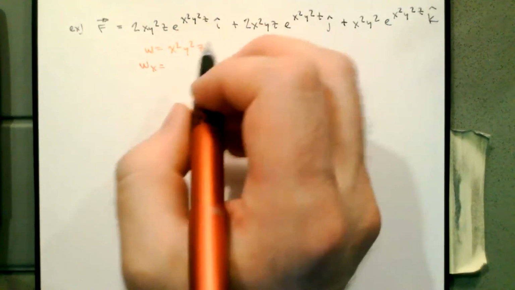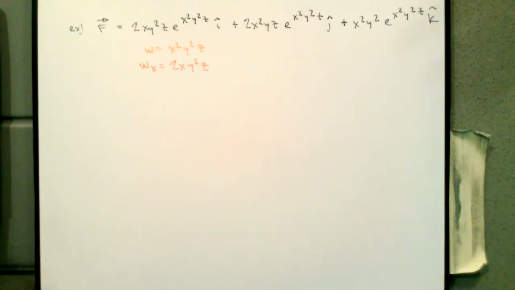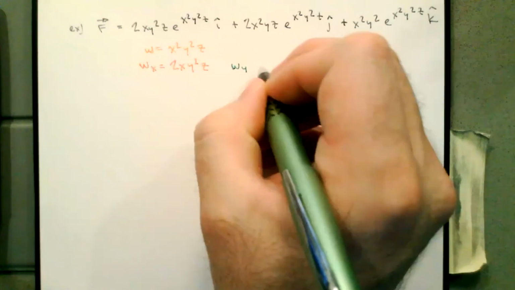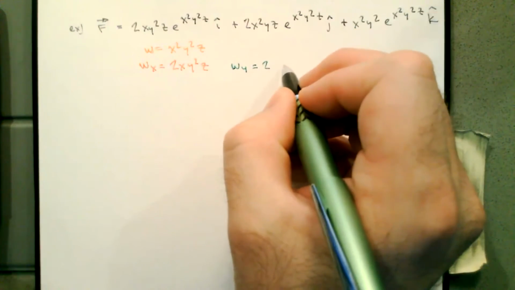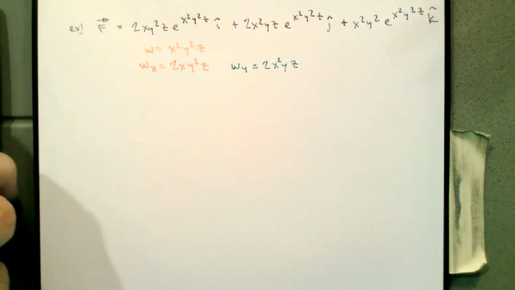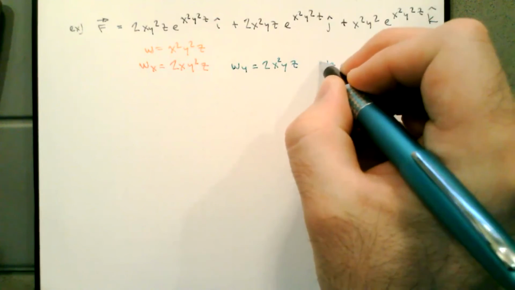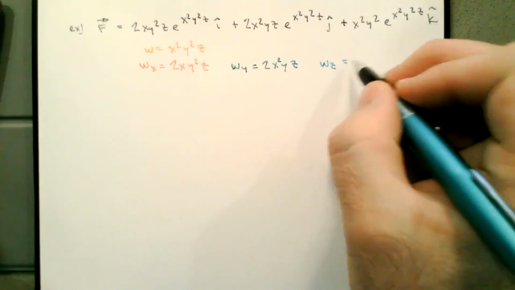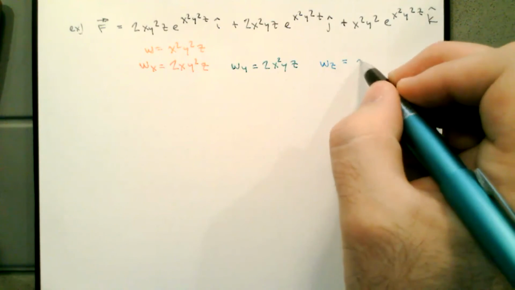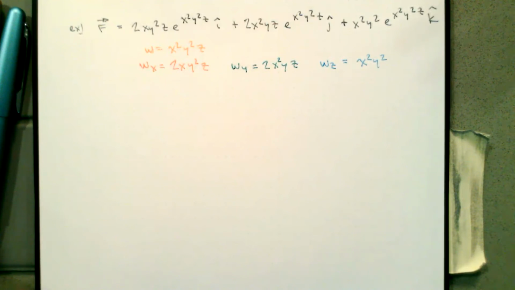The derivative of w with respect to x is going to be 2x y squared z, since y squared and z are constants. The derivative of w with respect to y is going to be 2y times x squared times z, since x squared and z are constant with respect to y. And finally, wz is just going to be x squared y squared. The derivative of z with respect to z is 1, so we'll just get x squared y squared, since x squared and y squared are constant with respect to z.